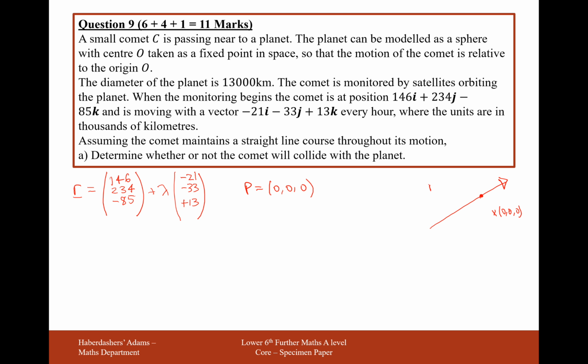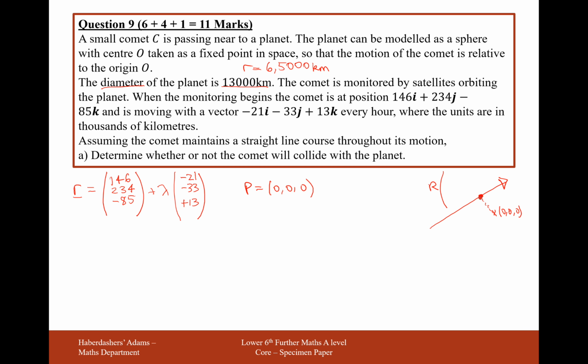So we'll call this the coordinate R. And if the shortest distance from here to here is less than the radius of this planet, the diameter is 13,000, so the radius needs to equal 6,500 kilometers. Okay, so we want this distance to be more than 6,500, so then it doesn't collide with the planet. Okay, so the first thing we need to do is give this coordinate R a coordinate effectively.